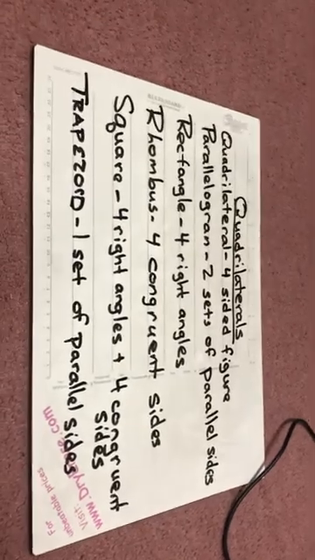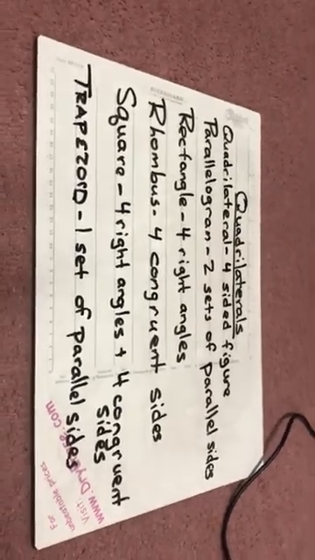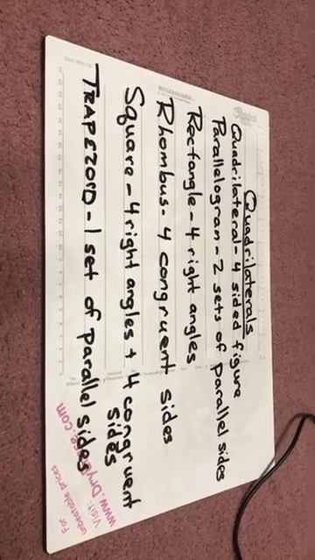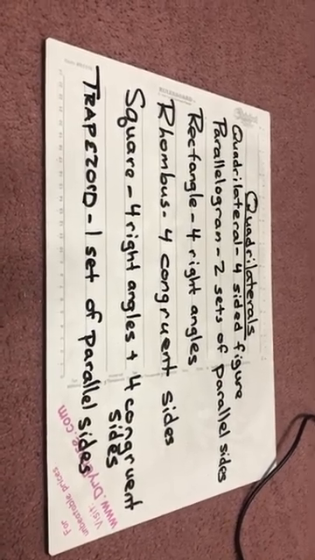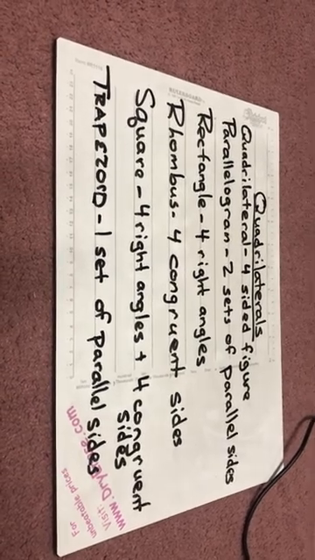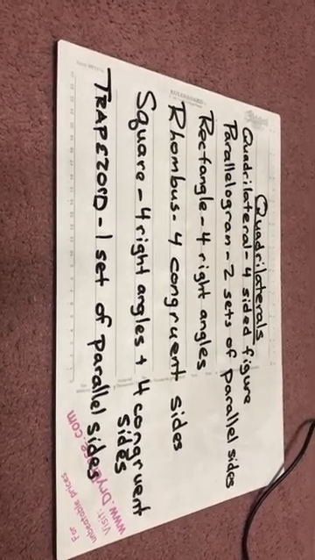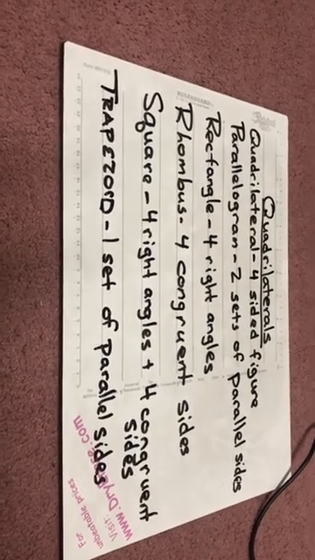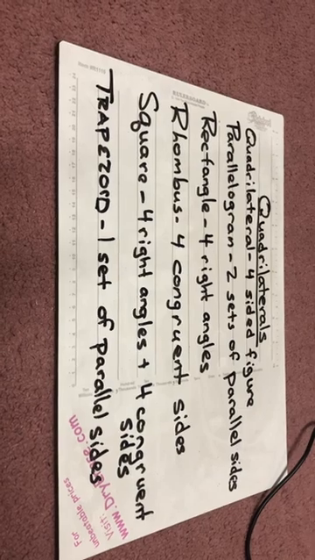All right? This is what I want you to do right now. I'm going to hold this right there. I want you to pause the video. I want you to write this down so you have these to refer to as you're working on the assignment. Quadrilateral, 4-sided figure. Parallelogram, 2 sets of parallel sides. Rectangle, 4 right angles. Rhombus, 4 congruent sides.